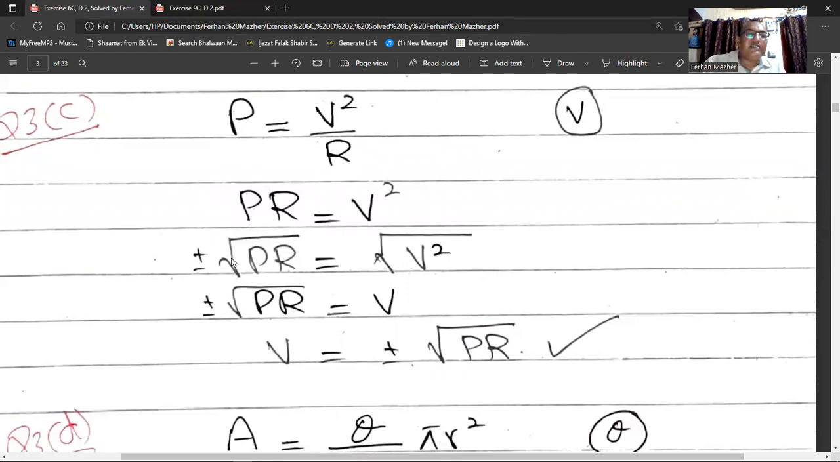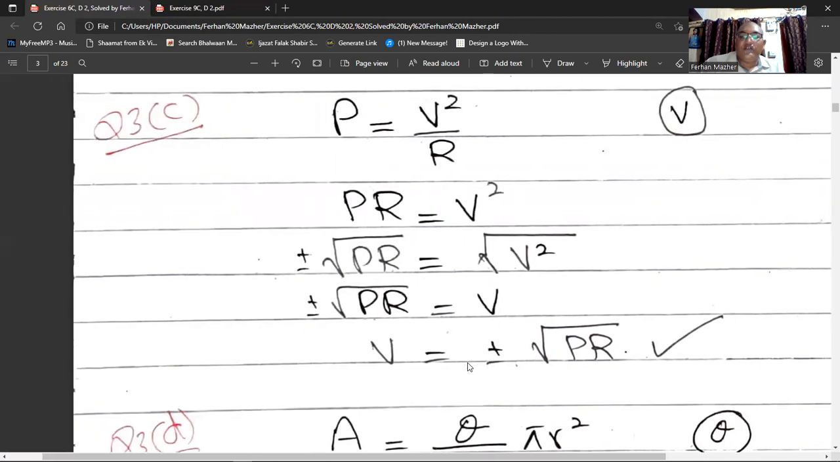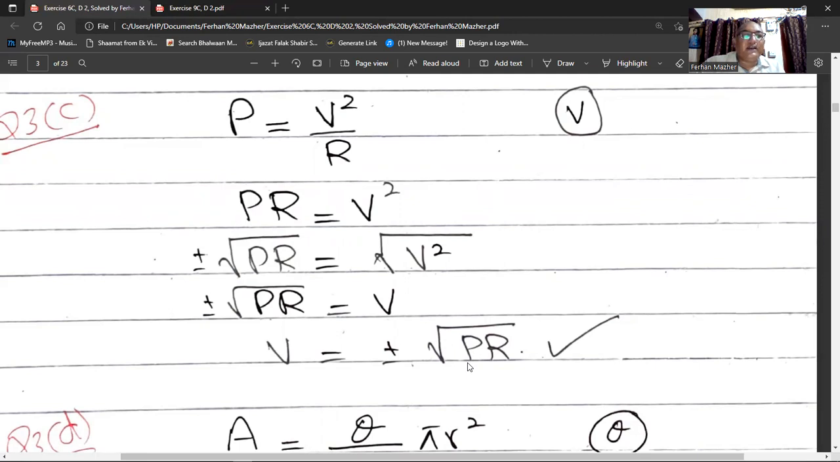So I will take the square root on both sides. Here it becomes the square root of PR, and here you will have the square root of V square. So square and square root will be cancelled. So V will be equal to the square root of PR. And I also write plus minus with it. So V is equal to plus minus square root of PR. So this is how you will do the question number 3, C part.